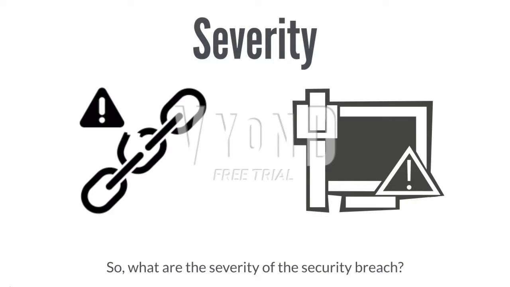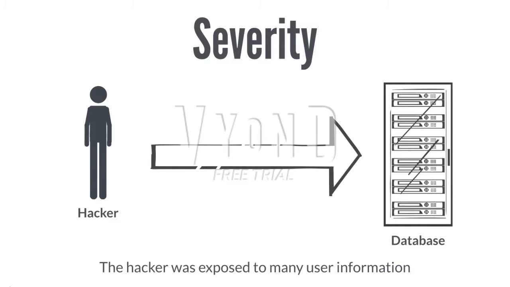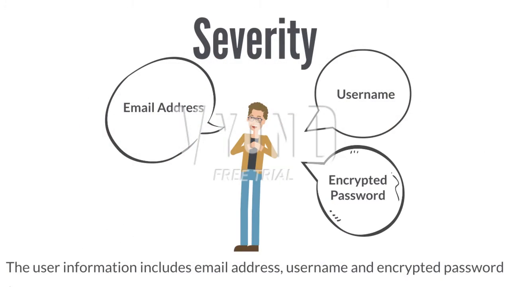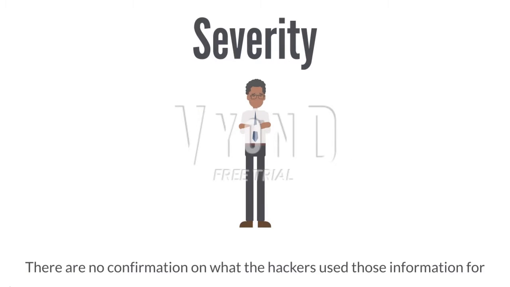So, what is the severity of the security breach? The hacker was exposed to much user information. The user information includes email address, username and encrypted password. There is no confirmation on what the hackers used that information for.